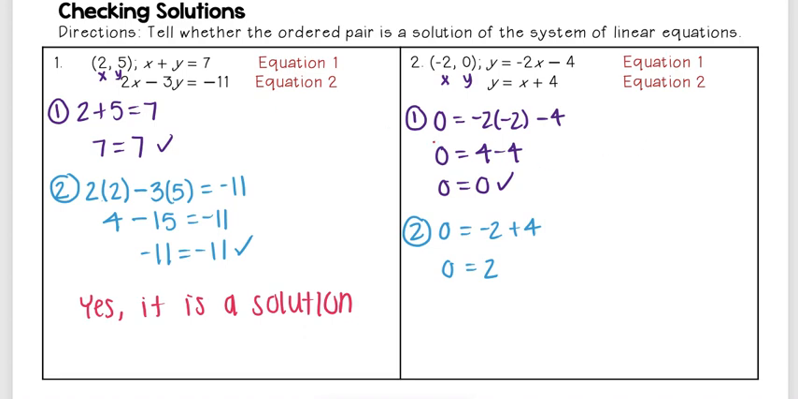Okay, so when you plugged it into your first equation, you should have gotten 0 equals 0, which is true. So that means that (-2, 0) is on that first line, equation 1. However, when I plugged in negative 2 for x and 0 for y in my second equation, I ended up with the statement 0 equals 2. This is not true. So because it doesn't work for equation 2, this is not a solution.